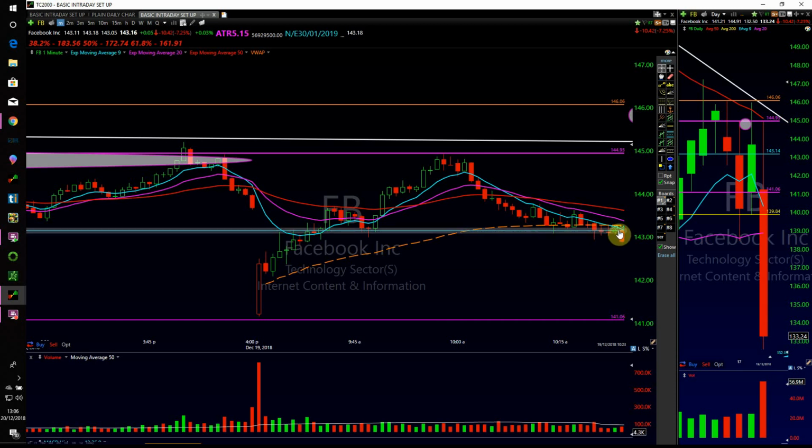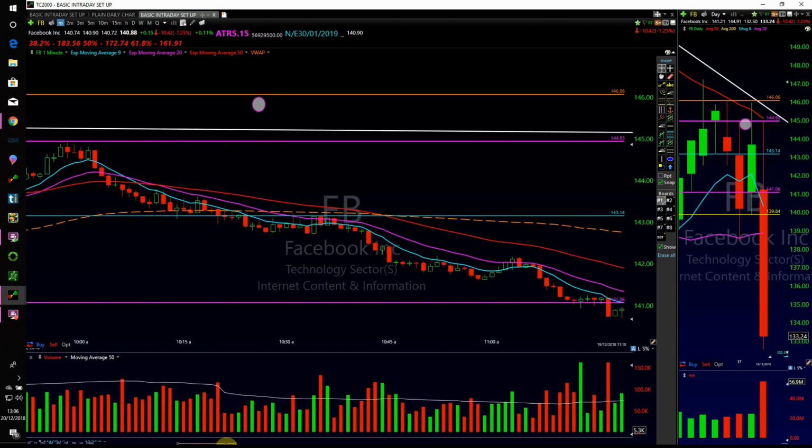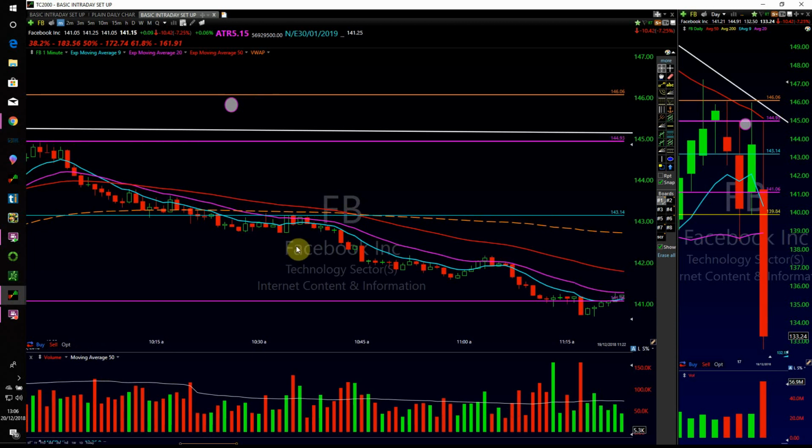Once this area here breaks, then the next natural thing is for it to try and make a move down through the whole numbers. So let's see how these levels work. Once it's underneath this level, you can see it starts to try to retest 143.14. Test. It's basing now underneath 143.14.